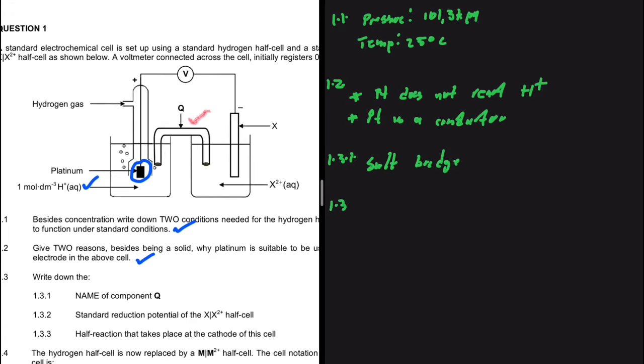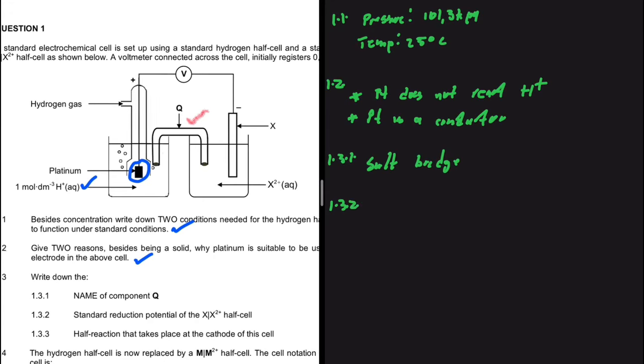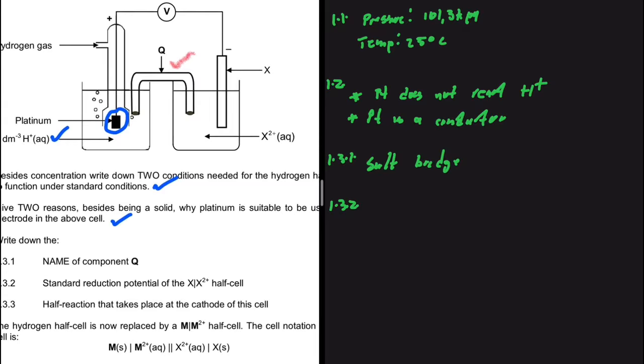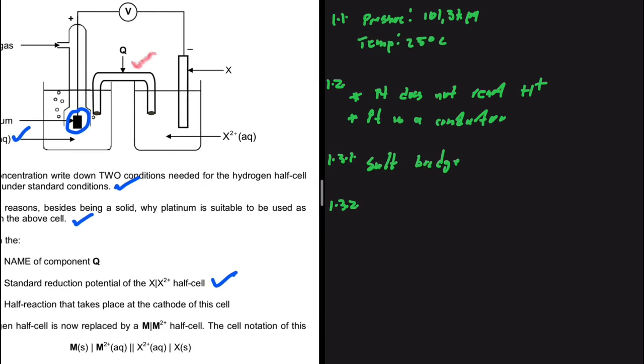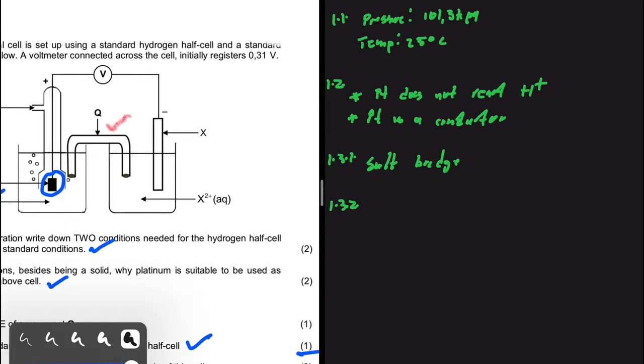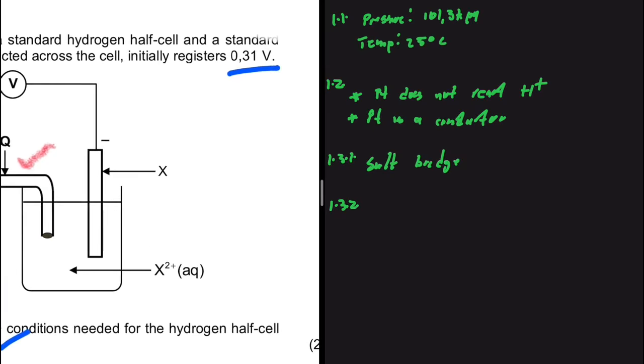And 1.3.2: what is the standard reduction potential of the X half cell? Right, this is for 1 mark. When you are familiar with this kind of question, you're going to be able to answer it without any difficulties. But here we sort of have to take the long route so I can show you what is happening. Let's look at the information we have. We are told that the initial EMF that is registered is 0.31 volts. So the EMF of our cell initially is 0.31 volts.